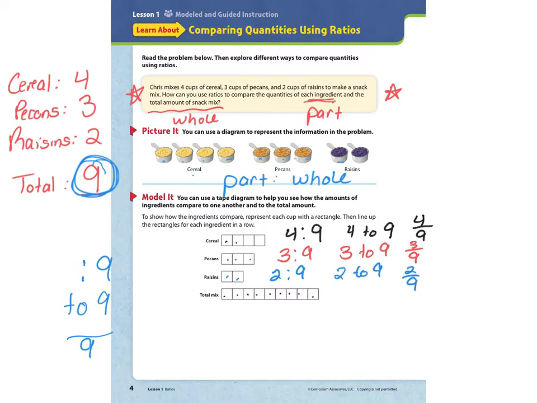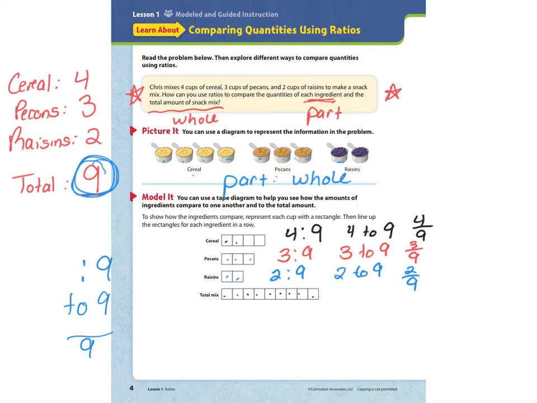Okay, we could also write this out in words. We could say for every 2 raisins, there is a total of 9 ingredients in the recipe. For every 3 pecans, there are 9 total ingredients. For every 4 cups of cereal, there's 9 cups of ingredients. Okay, we can also do more spread out in word form.